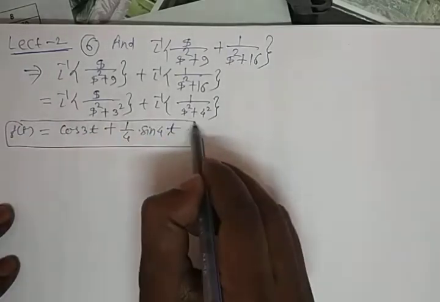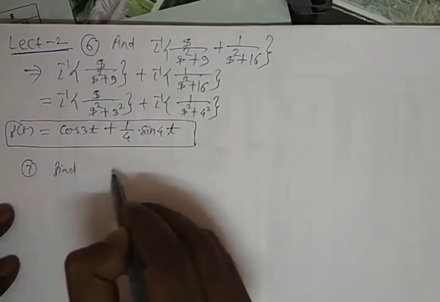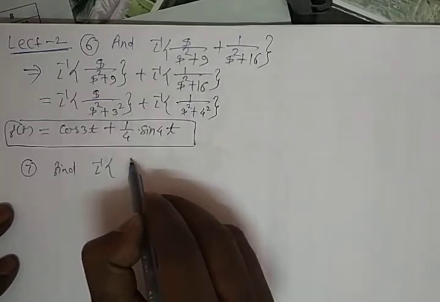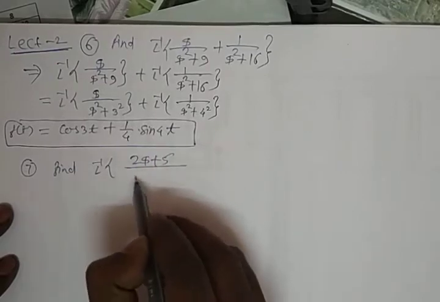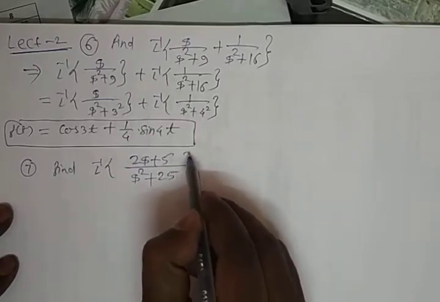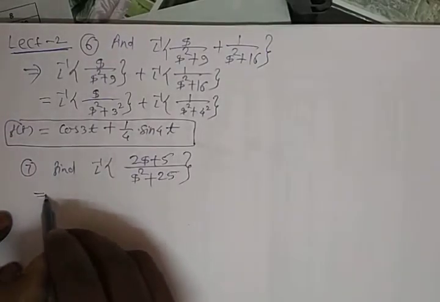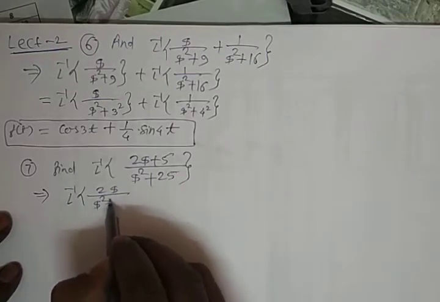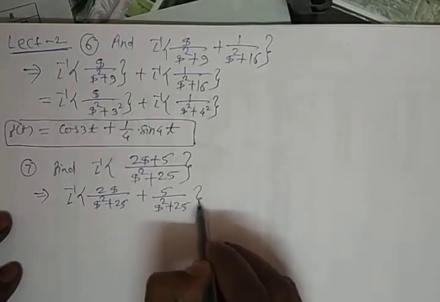Very simple, right? Now let us take another example, example number 7. Find Laplace inverse of 2s plus 5 upon s square plus 25. This is a very simple example. What we have to do here? Laplace inverse of, just separate it, 2s upon s square plus 25 plus 5 upon s square plus 25.